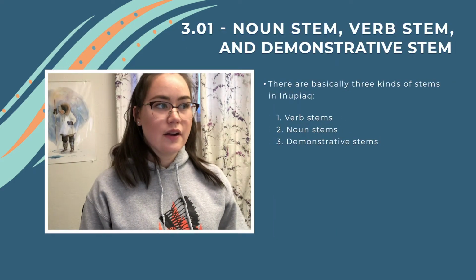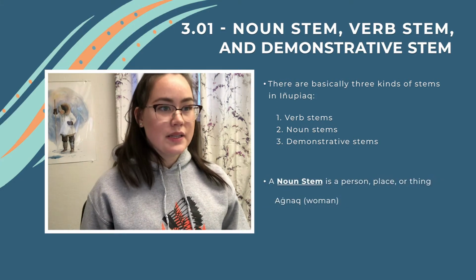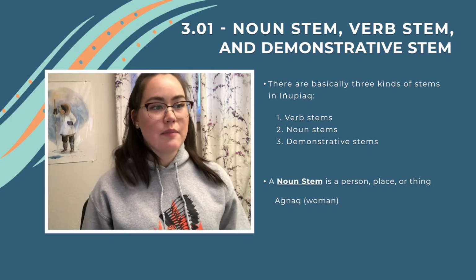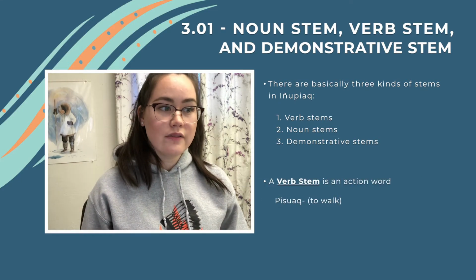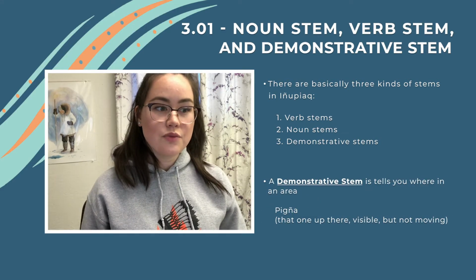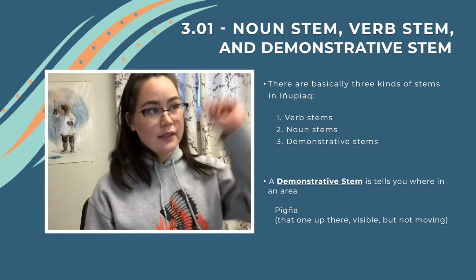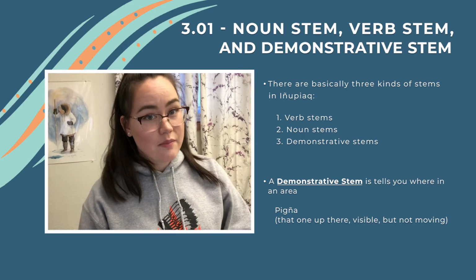Also, in Inupiaq, there are noun stems, verb stems, and demonstrative stems. A noun stem is a person, place, or thing. For example, aganak, a woman. A verb stem is an action word. For example, pistoak, to walk. A demonstrative stem tells you where in an area. So, for example, piranya, that one up there, that is visible, but it is not moving.